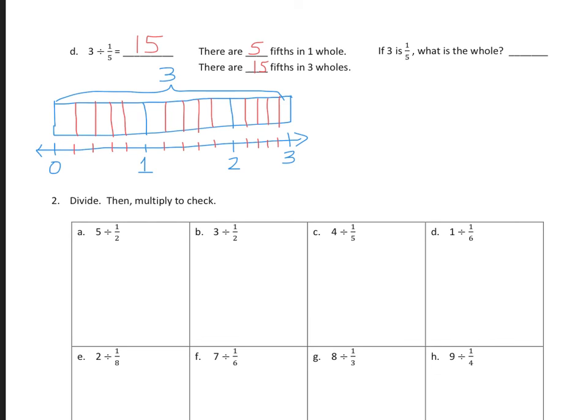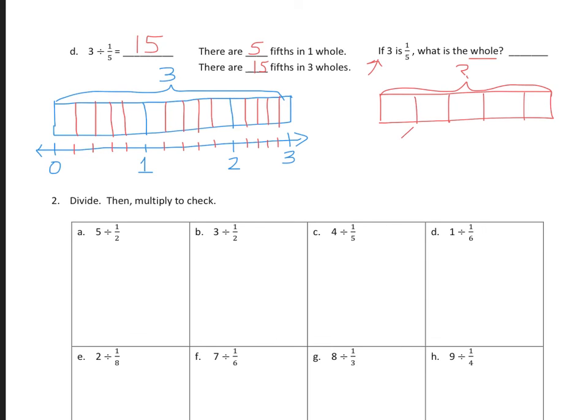So let's go ahead and go over to this next problem. If 3 is 1/5, what is the whole? So remember that what is the whole kind of means we have to work backwards. So technically this is our whole, and we don't know what the whole is because they're asking us that question, what is the whole? But we do know that they're saying if 3 is 1/5, so that means we have to take our tape diagram and break it up into fifths because that fraction, that denominator of 5 tells us we need to do fifths.